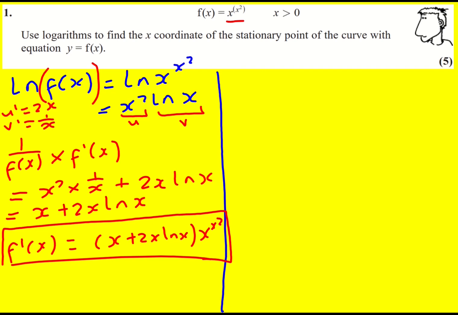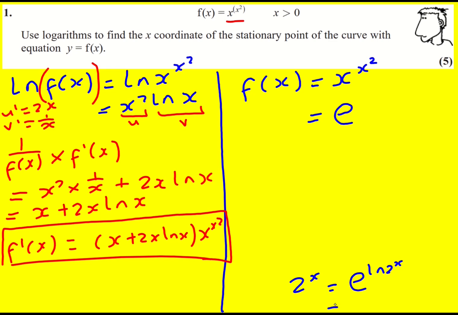Method 2 is to use a similar sort of approach to how you learn how to differentiate 2 to the x. So let me just write f of x equals x to the x squared. Now what I want to do is write it as e to the power of something. So when we have 2 to the x, we write it as e to the ln 2 to the x, which becomes e to the x ln 2. That's how we know that when you differentiate 2 to the x, it's ln 2 times 2 to the x, because you can use the chain rule on this part here.